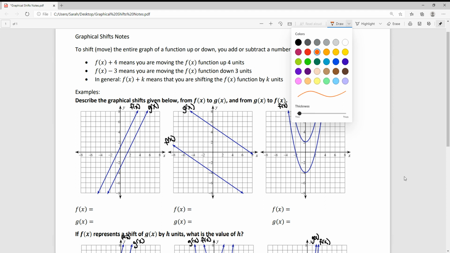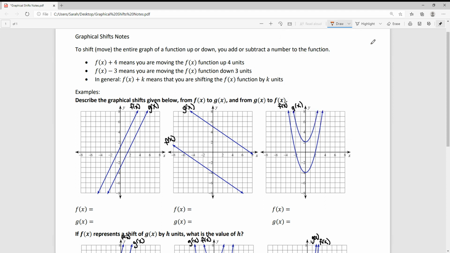Hello. Today we're going to be looking at graphical shifts. What's happening with everything we're looking at today is we have two functions, f of x and g of x. We talk about how you get from one function to another. We don't need to know the actual equations of those functions or really much about them, other than being able to look at the picture and decide how we turn one into the other by moving that graph.